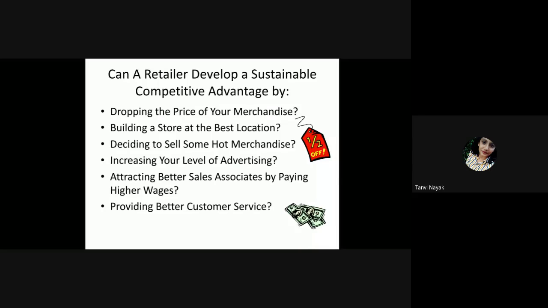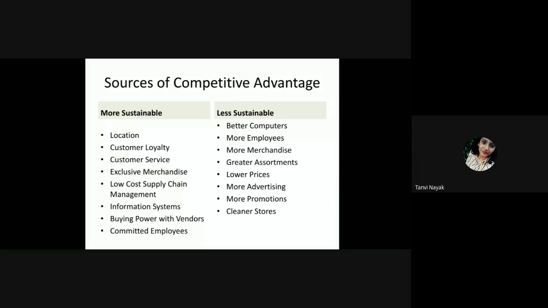Then we have some of the sources of competitive advantage. I'll just go on reading it. I hope everything has been discussed. Like the location: the most sustainable competitive advantage you will have over the competitors is on the basis of the location you are situated in. Any retailer who has customer loyalty towards his retail products as well as the retail store. And we have customer service, the best service, maybe exclusive merchandise, as I told you, very unique merchandise you are going to keep in the store compared to the competitors, which is not so easily available with them.